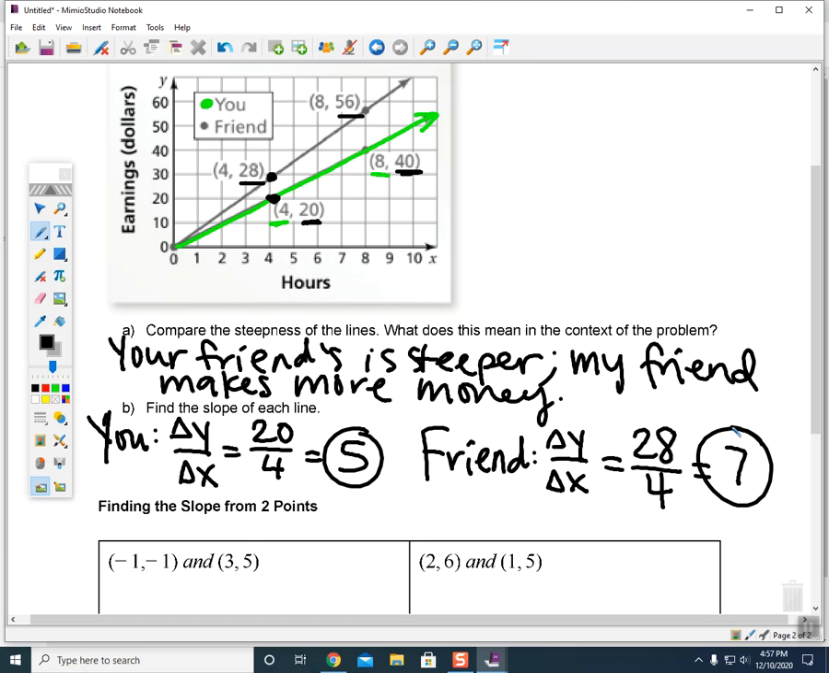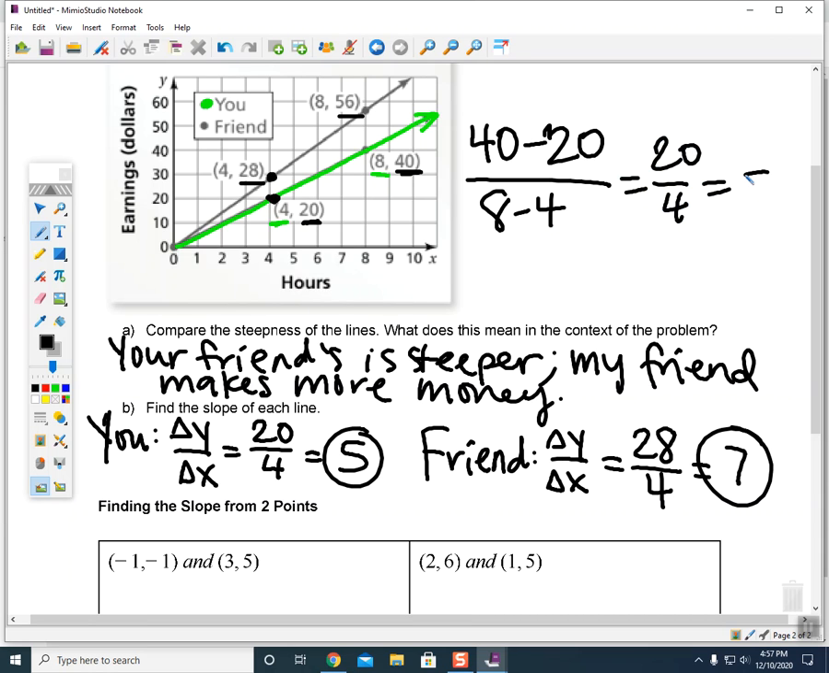So something that we can notice that's happening is my change in y is 20. So really what I'm doing is I'm finding the difference between them. So if I wanted to find the slope of my line a different way, I could take 40 minus 20, and divide it by 8 minus 4. I'm finding the change in my y values and the change in my x values. It's still going to give me 20 over 4, which is 5, right?